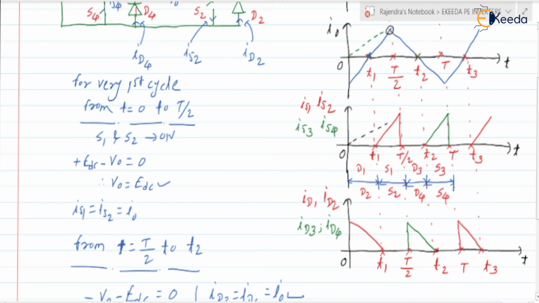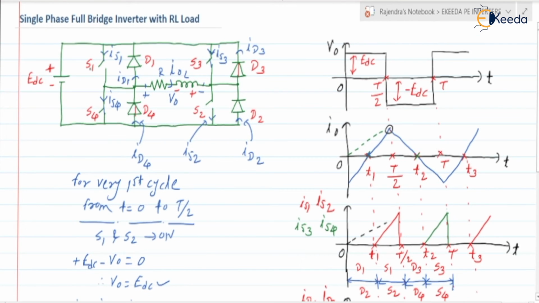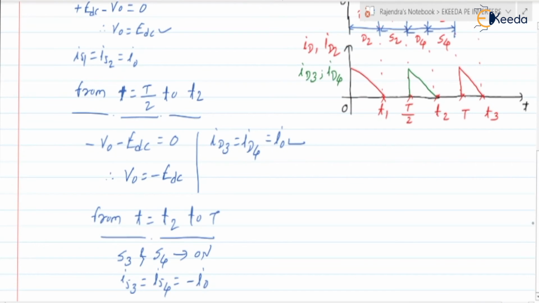Now can we apply KVL to this loop? If we apply KVL to the loop when switches S3 and S4 are in the on state, then it is plus EDC plus V0 is equal to 0.